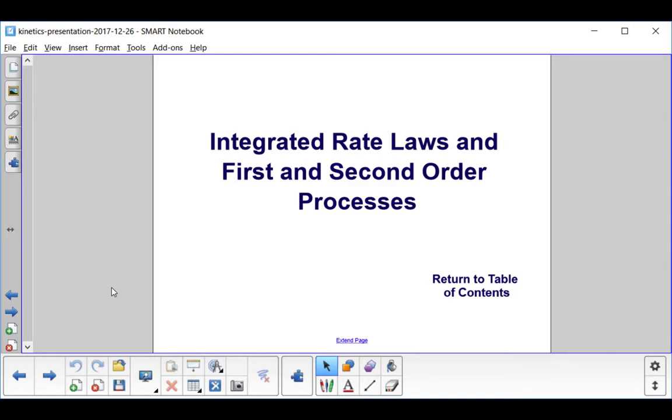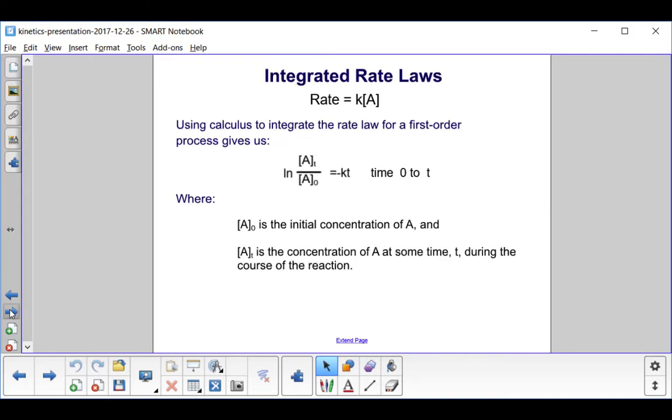This section on chemical kinetics is on integrated rate laws for first and second order processes. Let's first look at an integrated rate law for a first order process. A first order process is one, as shown here, where the rate is directly proportional to the concentration of A. Rate equals k times the concentration of A.